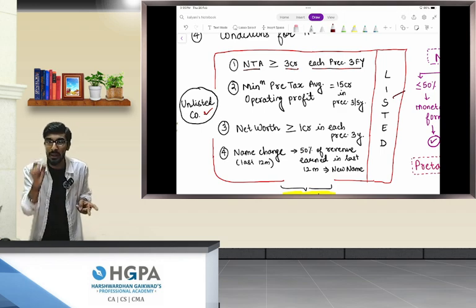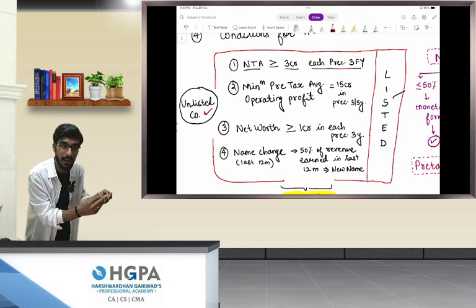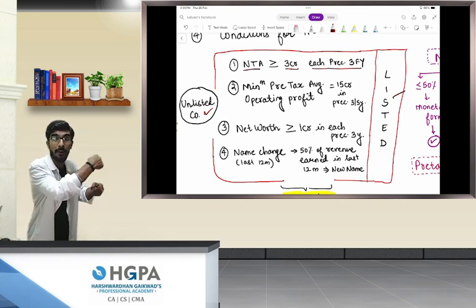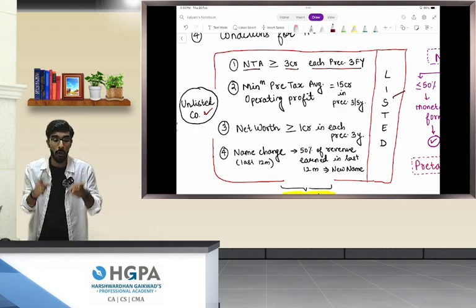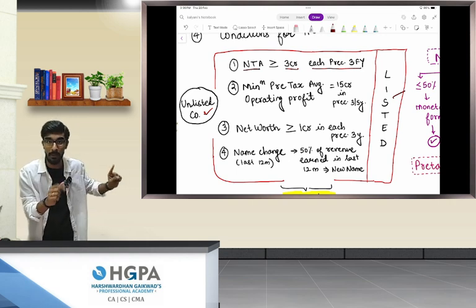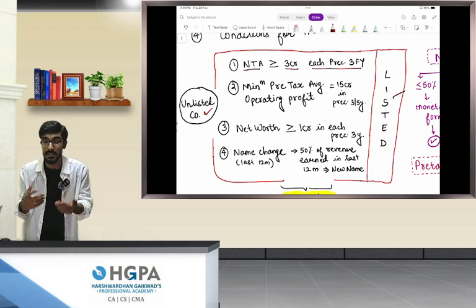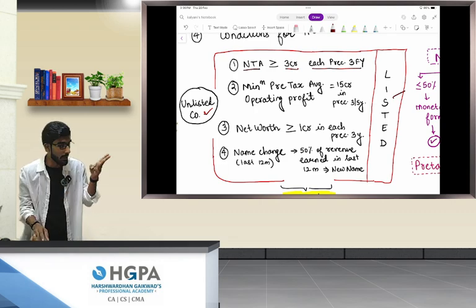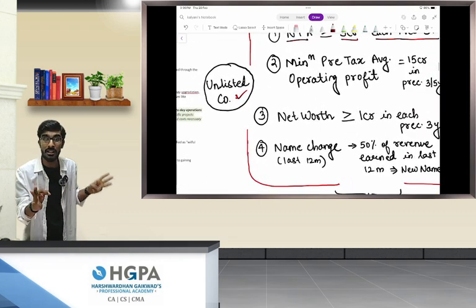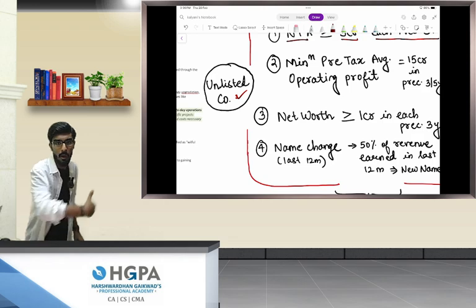Number two is, pre-tax average operating profit should be at least 15 crore in preceding 3 out of 5 financial years, and this pre-tax operating profit should follow two conditions. Number one, it should be restated, meaning it should not have any defects. Number two, it should be on a consolidated basis. The subsidiary company's financial results should also be taken into consideration. Number three is net worth. The net worth should be at least 1 crore in preceding 3 financial years.